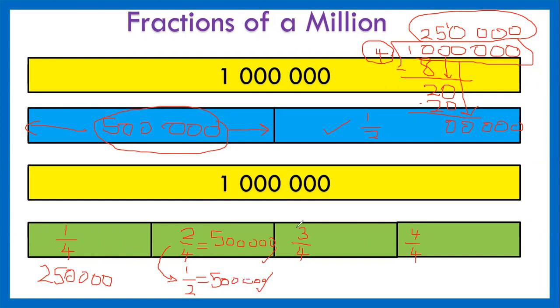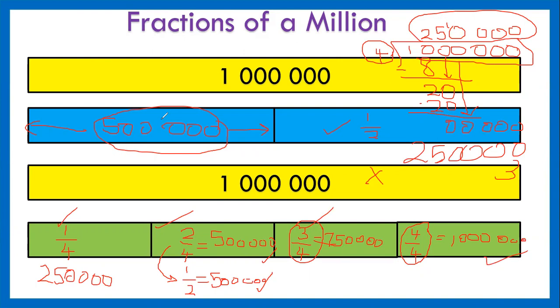So done. How about 3/4 million? So it's 250,000, another 250,000, another 250,000. In other words, if you took 250,000 and multiplied by 3, you would get 3/4 million, and that would be 750,000. Now, what about 4/4, the whole? Yes, it would come back to the whole 1 million. All right? So this is how you can understand fractions of a million.